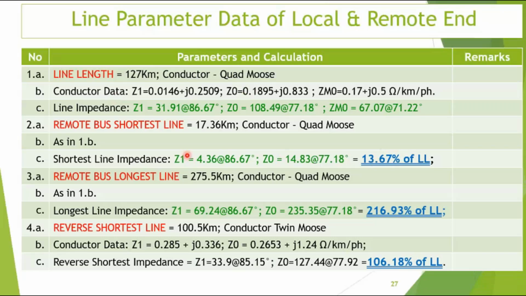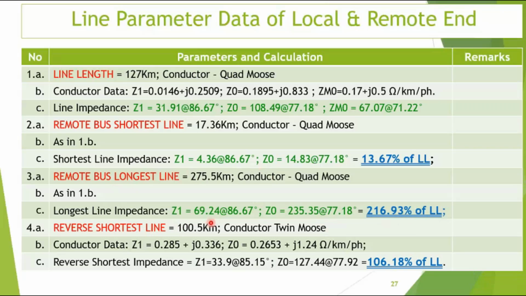Here, this 4.36 divided by 31.91. Forget this angle. It might have been a twin conductor. With this angle, just this magnitude will do. This is just for our use, not for the relay. Relay will understand these parameters only. So remote bus longest line, this comes to 216.93% of our line length.